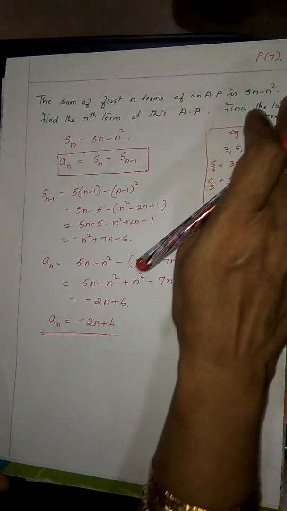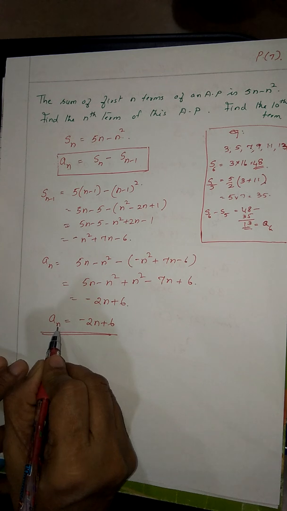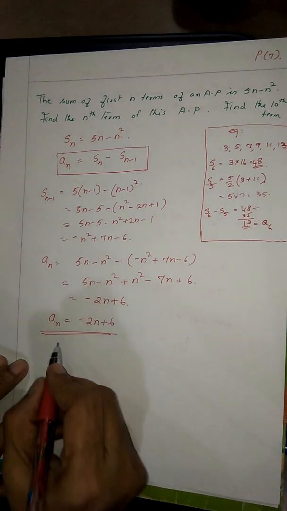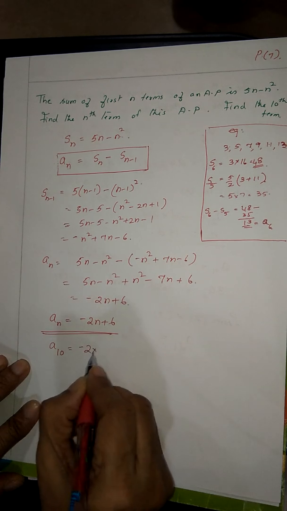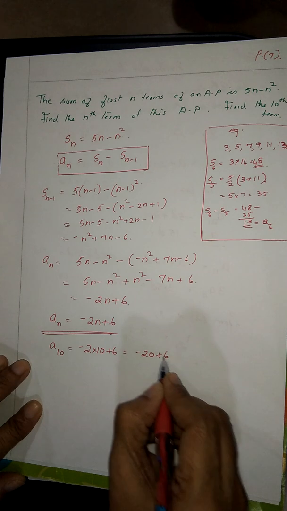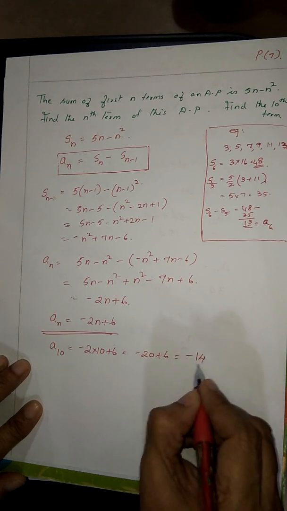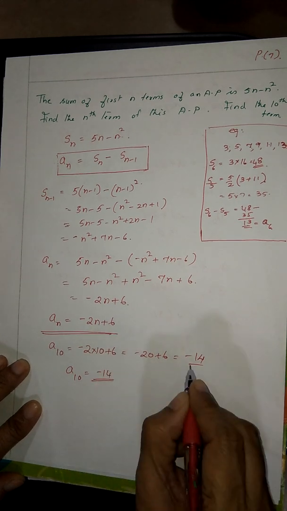Now we have to find the 10th term. To find the 10th term, you can simply substitute the value of n as 10 and then you will get a10. So a10 is equal to minus 2 into 10 plus 6, that is minus 20 plus 6, which is equal to minus 14. So a10 is equal to minus 14.